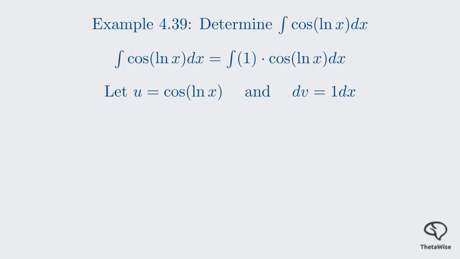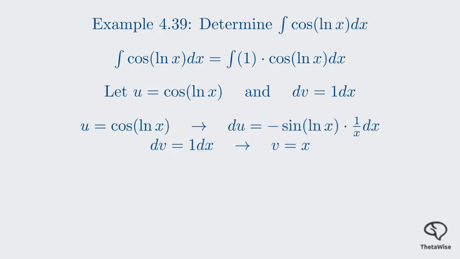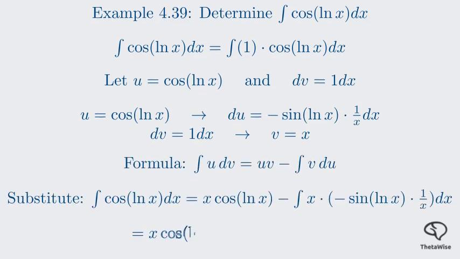For this type of problem, where we have a trig function of a logarithmic argument, it's a good strategy to choose the trig part as u. We set u equals cos of ln x and dv equals 1 dx. Now we apply the formula. We get x cos of ln x plus the integral of sin of ln x dx. Note that the x from v and the 1 over x from du cancel out, simplifying the new integral.